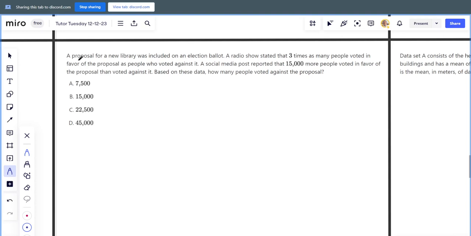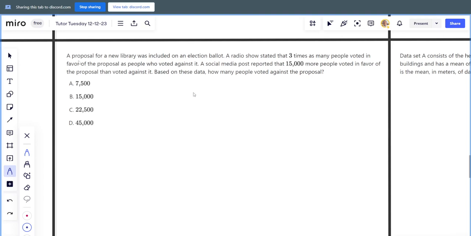A proposal for a new library was included on an election ballot. A radio show stated that 3 times as many people voted in favor of the proposal as people who voted against it. A social media post reported that 15,000 more people voted in favor than voted against it. Based on these data, how many people voted against the proposal? Well, you can kind of set this up in your head intuitively, but we can also set up a system of equations here.